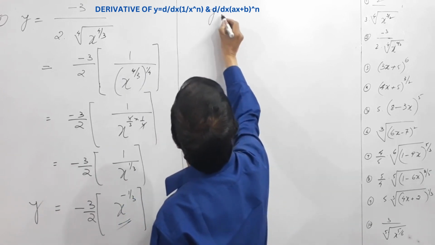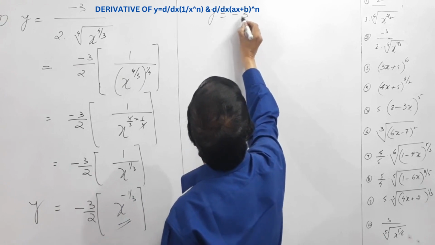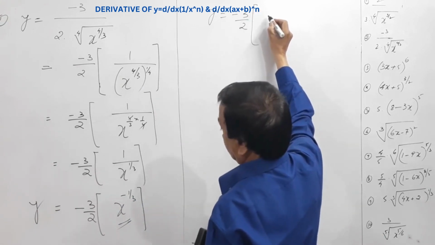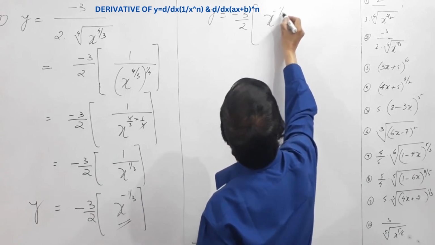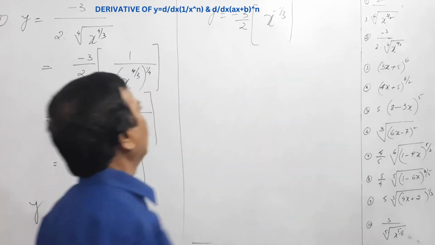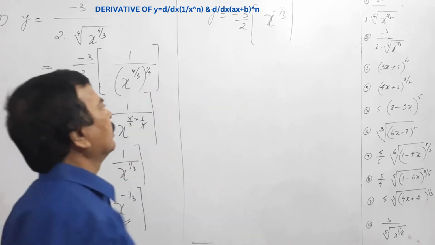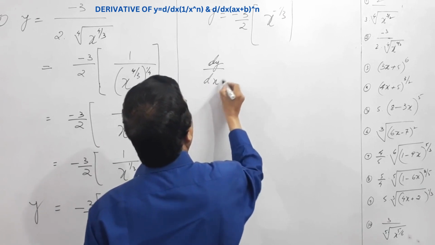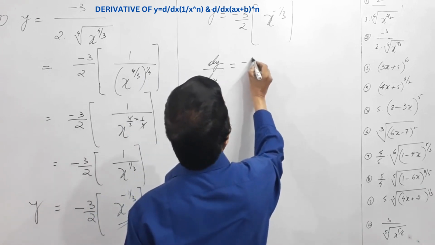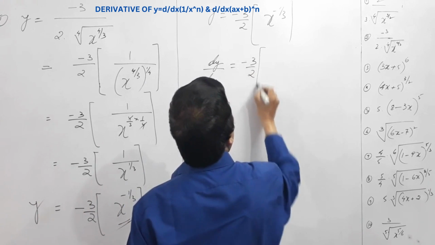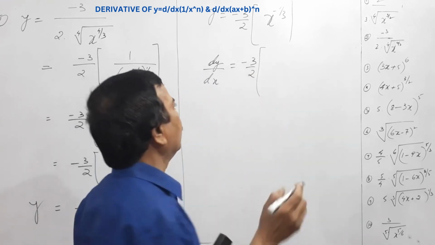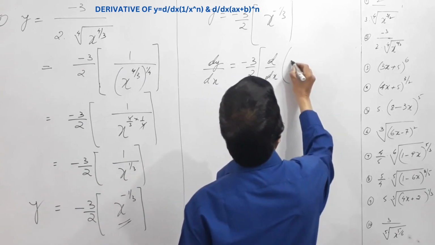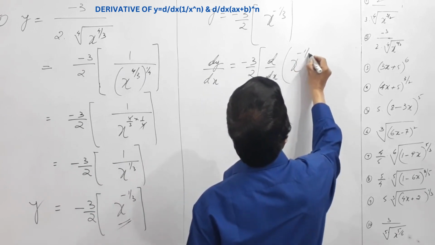So y equals what? Minus 3 by 2 into x to the power of minus 1 by 3. This is our problem. Now differentiate this. So differentiate means dy by dx equals minus 3 by 2. Now I will apply the differentiation rule. That is, d by dx of x to the power of minus 1 by 3.